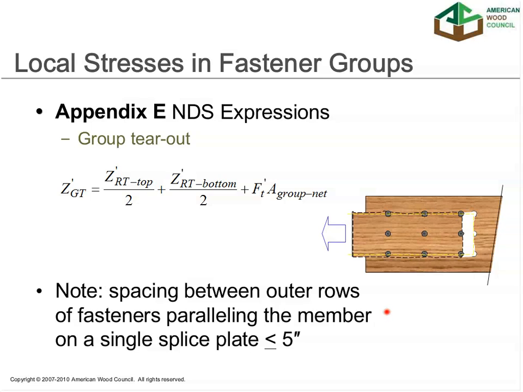And a note here at the bottom is something that we'll come back to a couple of different times, because connection design is sort of a trial and error process, if you will, where there are several different considerations along the way that you need to account for. We're dealing with this issue of local stresses in fastener groups, but one of the other requirements in connection design is that the spacing between outer rows of fasteners cannot exceed 5 inches. And that's because of the tension perpendicular to grain issue that we talked about earlier in the discussion. So let's move on with discussion of Appendix E, and I think you'll see how all of this comes together in the example problem here in just a second.